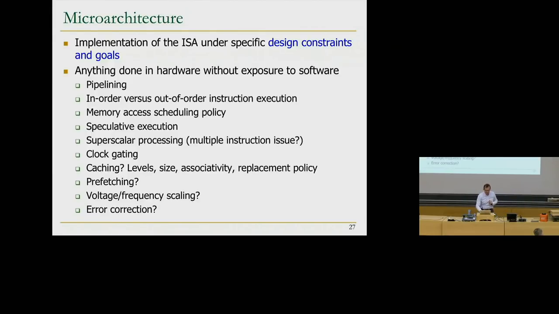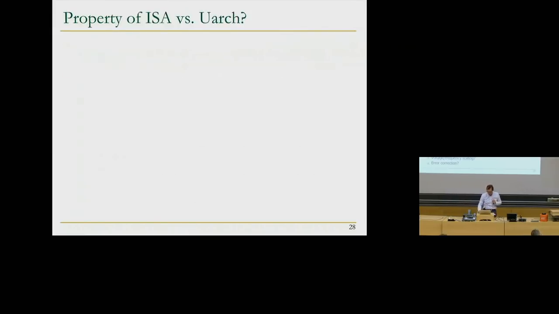So a lot of these things actually can be part of the ISA or part of the microarchitecture, depending on whether or not they're exposed to the programmer. Usually pipelining is not exposed to the programmer, but we will see some models later on where even pipelining is exposed to the programmer. Okay, so let's take a look at a couple of examples.